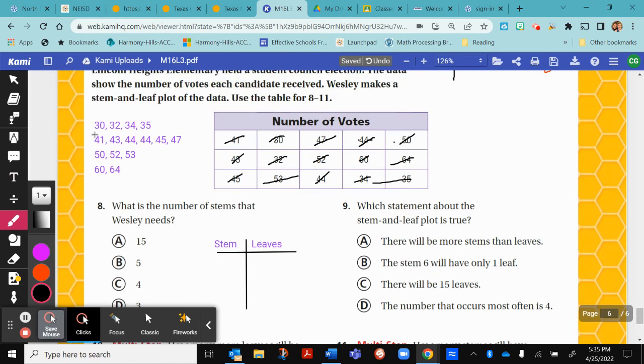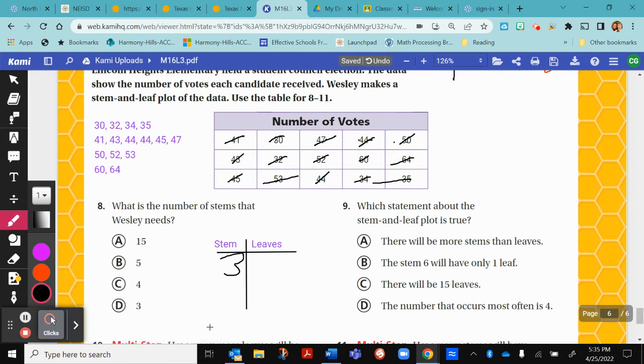Okay, so based on my numbers, I'm going to start with stem 3. Ooh, that's a big 3. I have a 0, 2, 4, and a 5 in the ones place. So I'm going to write that out: 0, 2, 4, and a 5.